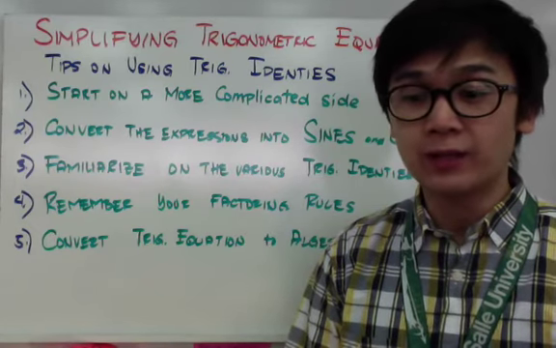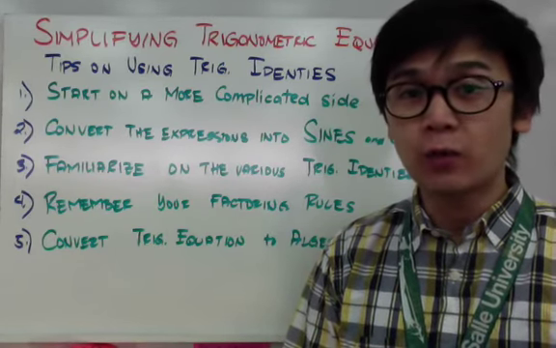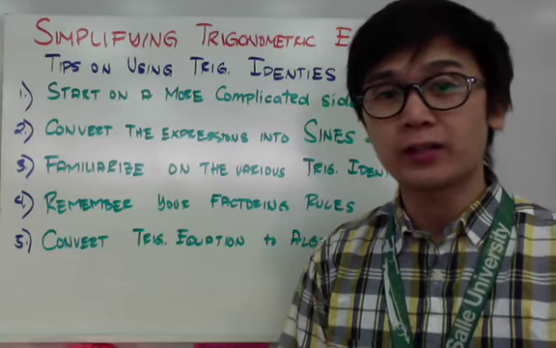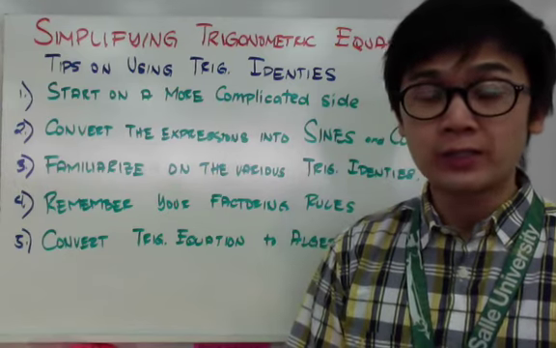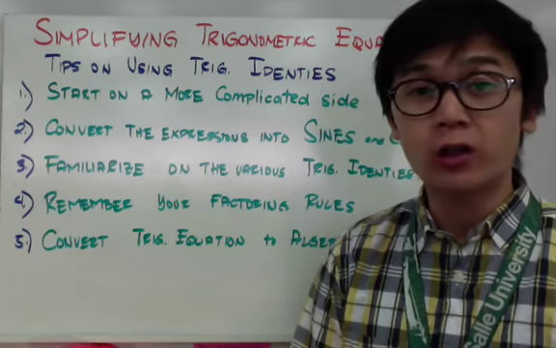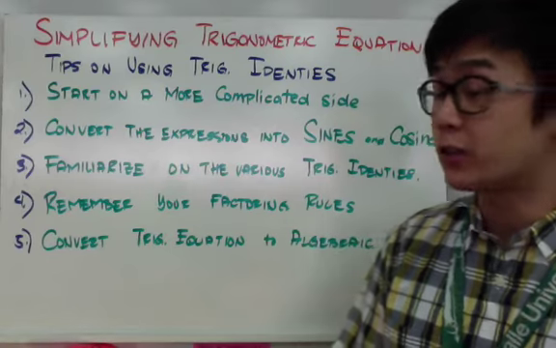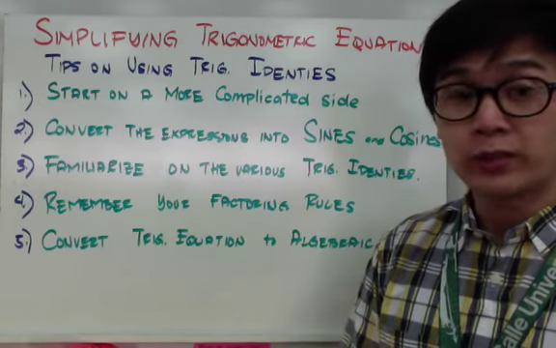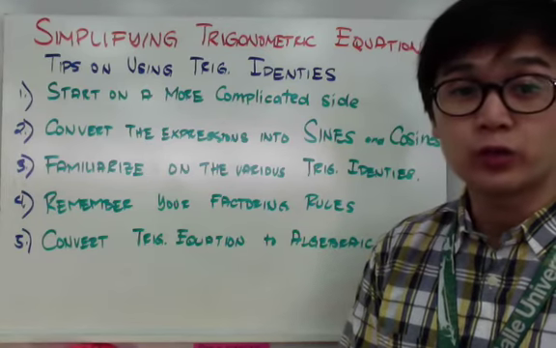So if you have a trig function, you need to check whether you can work out the first term or the second term, and you'll see that in our examples later on. Also, it is easy to change all your trig functions into sines and cosines, and that is my step number 2. And once again, the most important step is you need to be familiar with the trig identities.